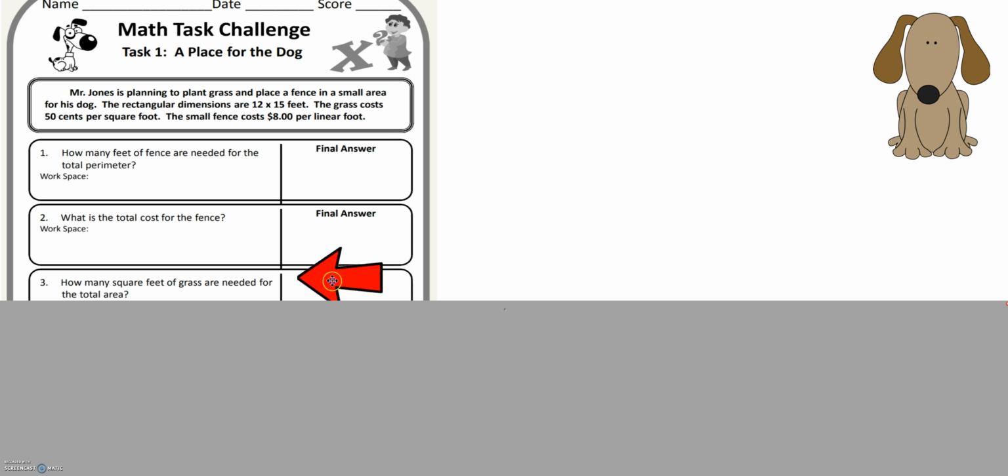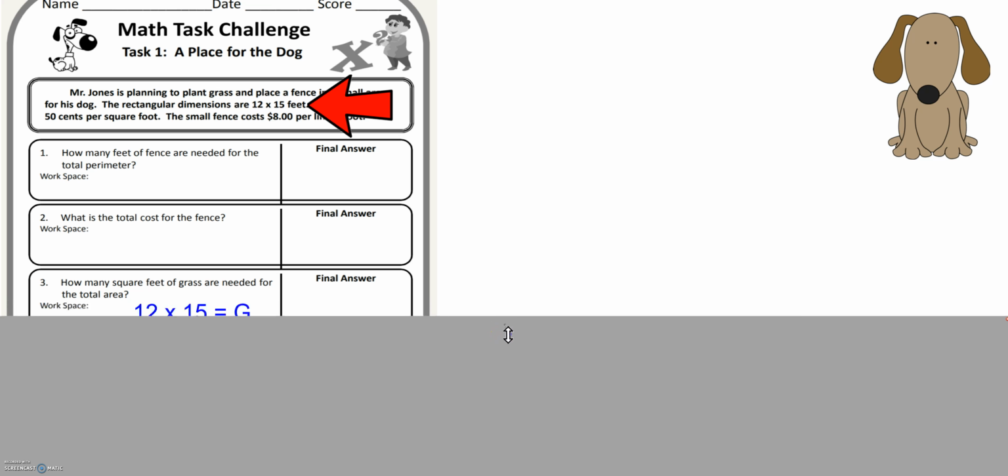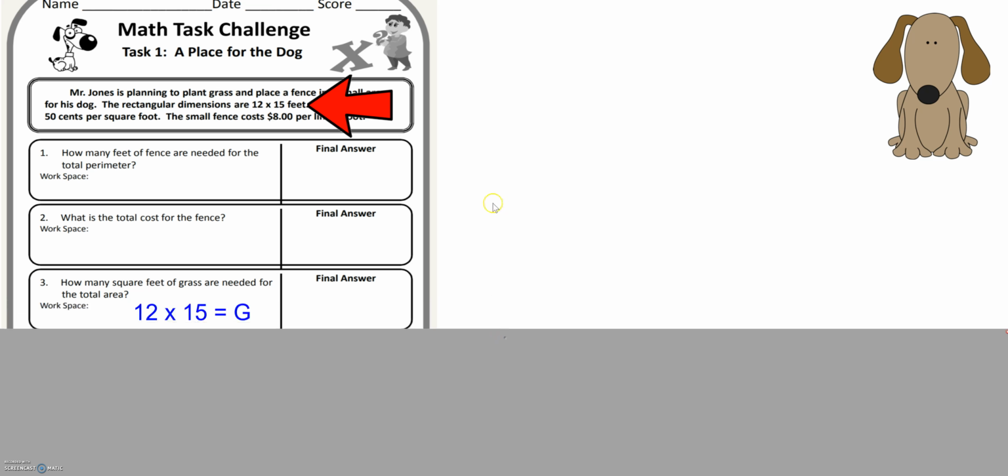3. How many square feet of grass are needed for the total area? Okay, so my rectangle is 12 by 15. I want to know how many square feet. What number model will I need to do? 12 times 15 equals G for grass. Well, that sounds hard to do. Let's think about the break-apart strategy for this one.